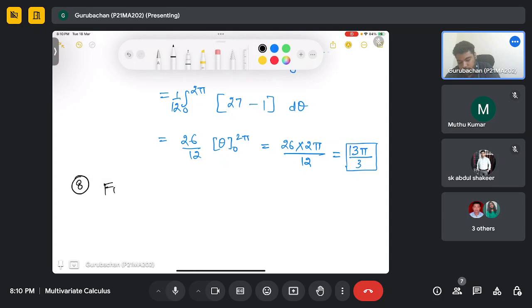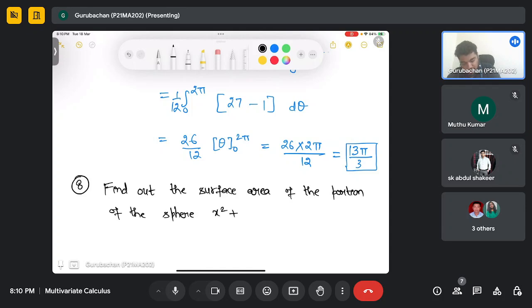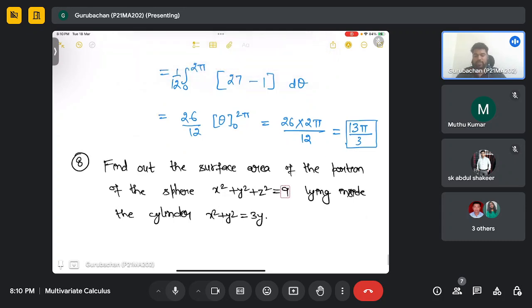Find out the surface area of the portion of the sphere x square plus y square plus z square equals 9 lying inside the cylinder x square plus y square is equal to 3y. So you have to calculate the surface area in a similar manner.